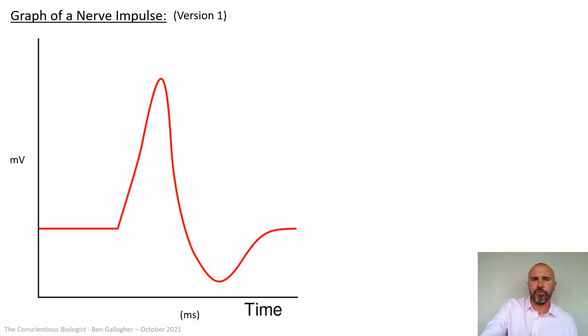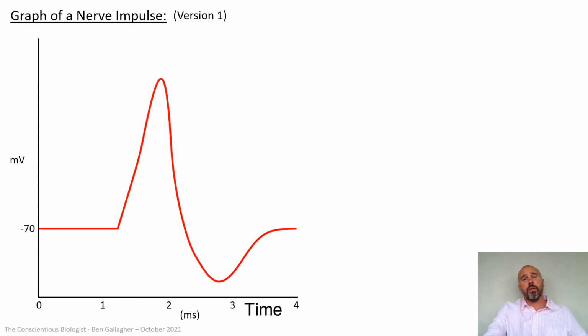So if we've got a graph of a nerve impulse over here, I've got the voltage over on the far side in millivolts. I've got the time on the bottom in milliseconds. So you can see on this graph that we're only talking about a couple of milliseconds to get a nervous response, to get a reaction.